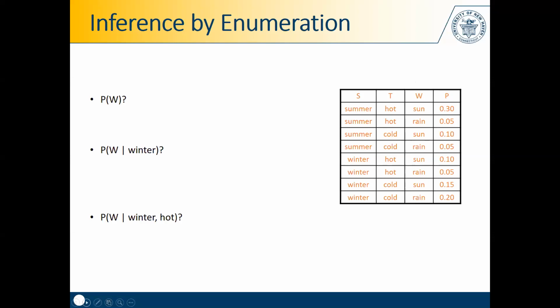So in this case, what's our evidence? Our evidence is S equals winter. What's our query variable? It's W. We want to infer something about W. We are curious about W. Now, in this scenario, what's a hidden variable? Can anybody tell me what the hidden variable is? Which one of these three variables can be considered to be the hidden variable? Anyone?